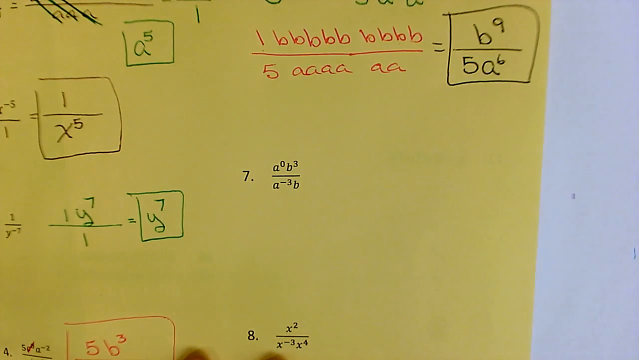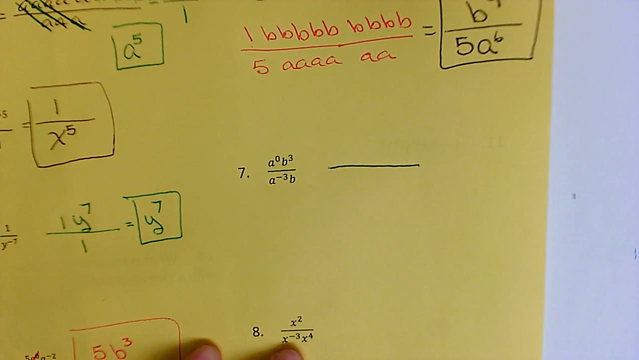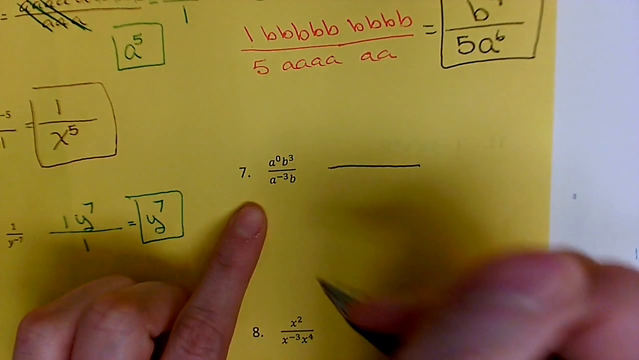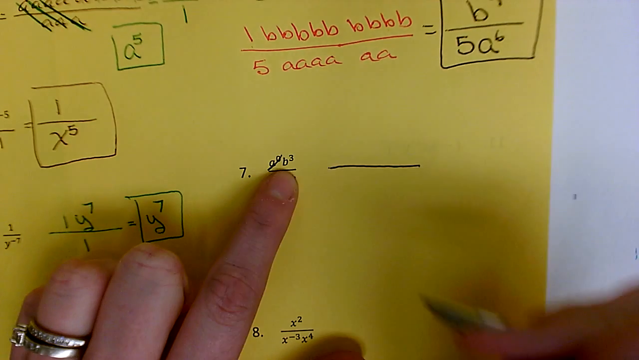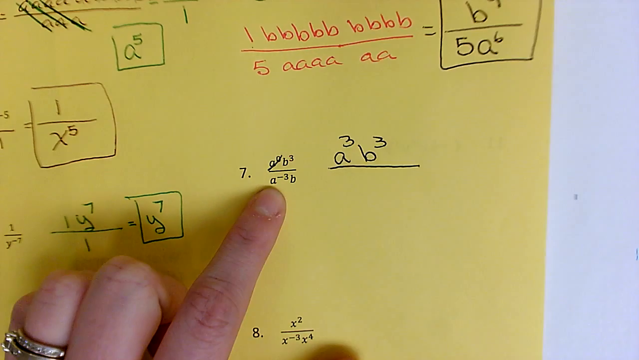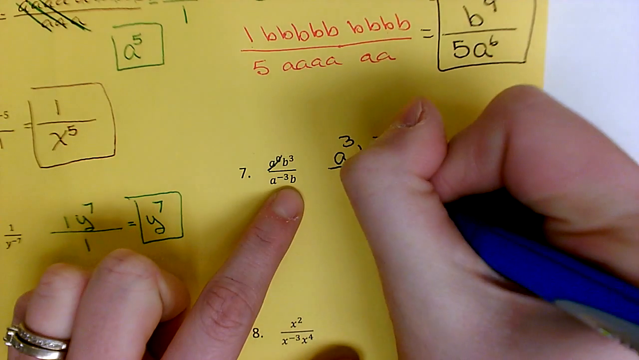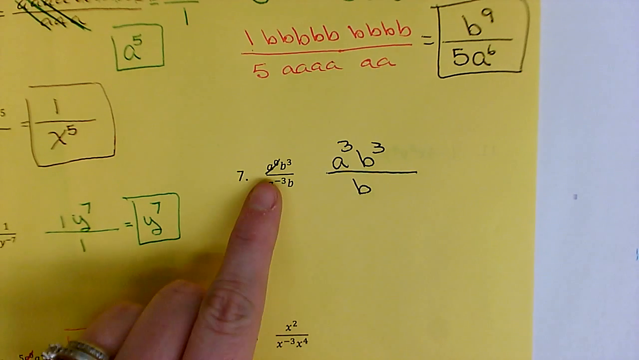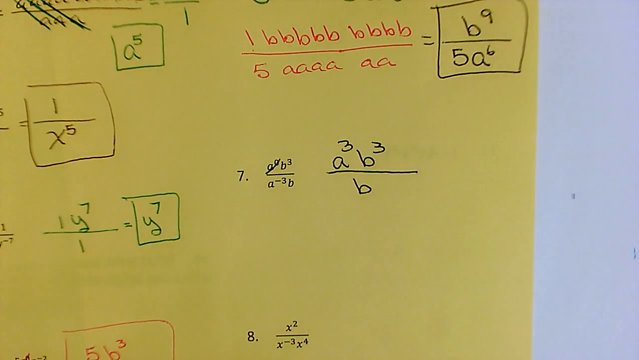Okay. Number 7 is very similar. When you look at this problem, the first thing I see is a to the 0. I'm going to mark that guy out. b cubed can stay where it is. A to the negative 3 needs to move up so it can be positive, and this b stays where it is. So take care of zeros and negative exponents first.